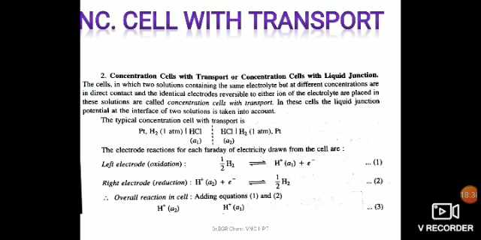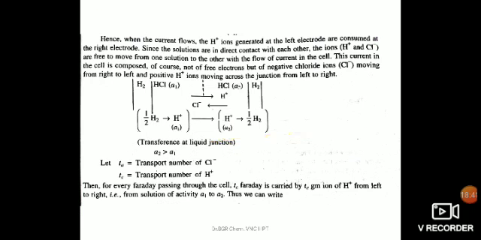The overall reaction of this cell we can get by adding equations 1 and 2. By that, we have the equation as H plus A2 giving rise to H plus of activity A1. Call that equation 3. Hence, when the current flows, the H plus ions generated at the left electrode are consumed at the right electrode.